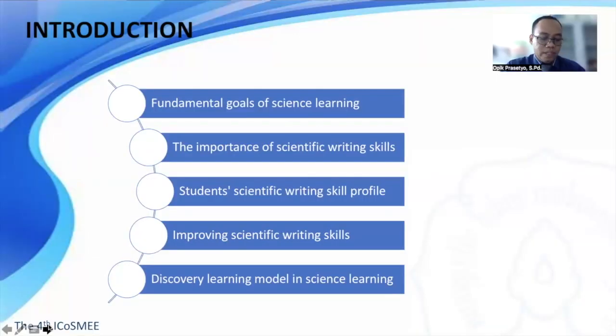One solution that can be applied by the teacher to improve the student's scientific writing skill is to implement the learning model that practices science process skill for the students. The learning model that has this characteristic is discovery learning. So, this systematic review should be carried out to analyze various articles that relate to the implementation of the discovery learning model to improve student scientific writing skill.